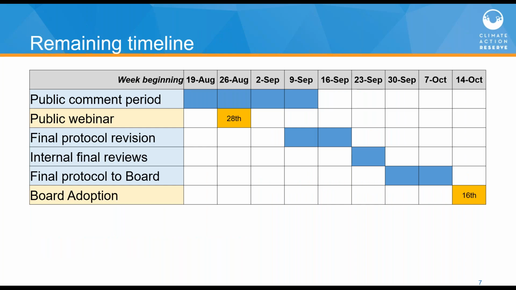The remaining timeline in this process, there's not much here. I keep making this table smaller and smaller as we get close to the end. Public comment period runs through September 13th, so you've got a couple weeks left. Today we're having the webinar for that public comment period. We'll begin revising the protocol based on the feedback that we receive. Our hope at this point is that the protocol is largely baked and that the public comments don't throw up any significant roadblocks or major problems that we didn't foresee.